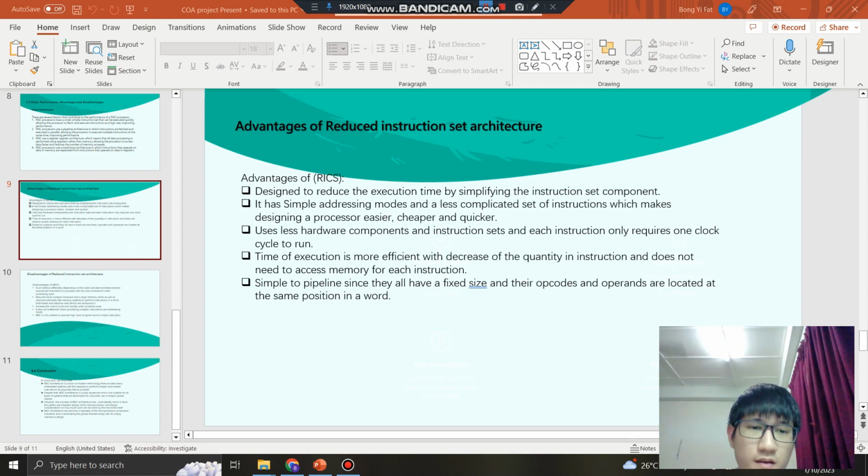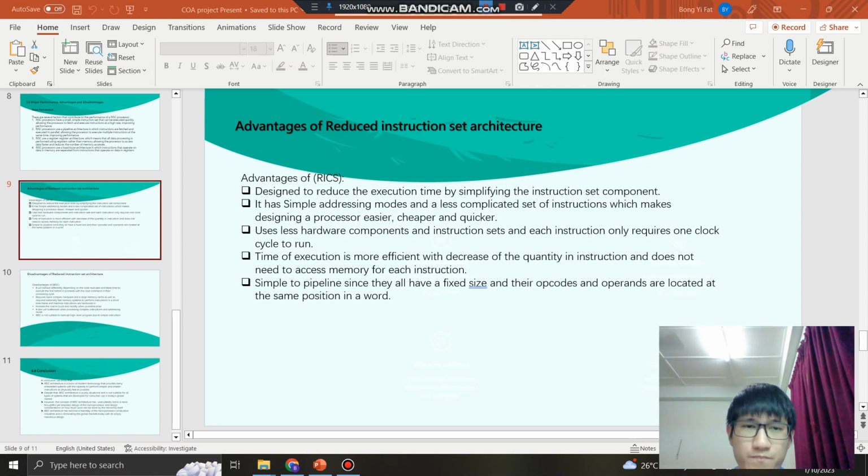RISC is simple to pipeline since instructions have a fixed size and their opcodes and operands are located at the same position in a word. It is simple and faster in the process of storing and prioritizing the computer instructions that execute in a processor.